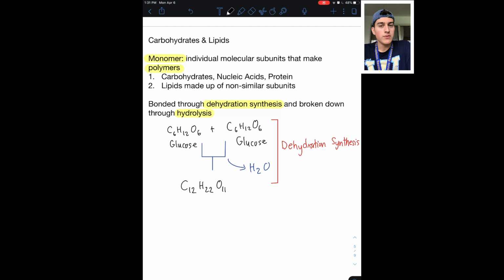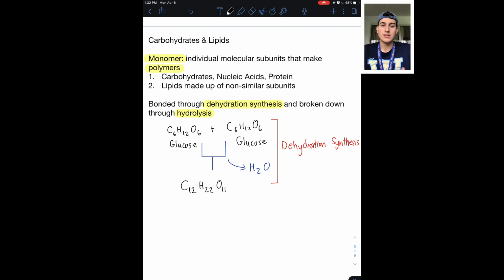So first, before even looking at what carbohydrates and lipids are, we have to look at what monomers and polymers are. Monomers are actually individual molecular subunits that make polymers. So polymers are made up of individual monomers. So there are actually 3 different types of polymers: carbohydrates, nucleic acids, and proteins. However, lipids are not considered true polymers because they're made up of non-similar subunits.